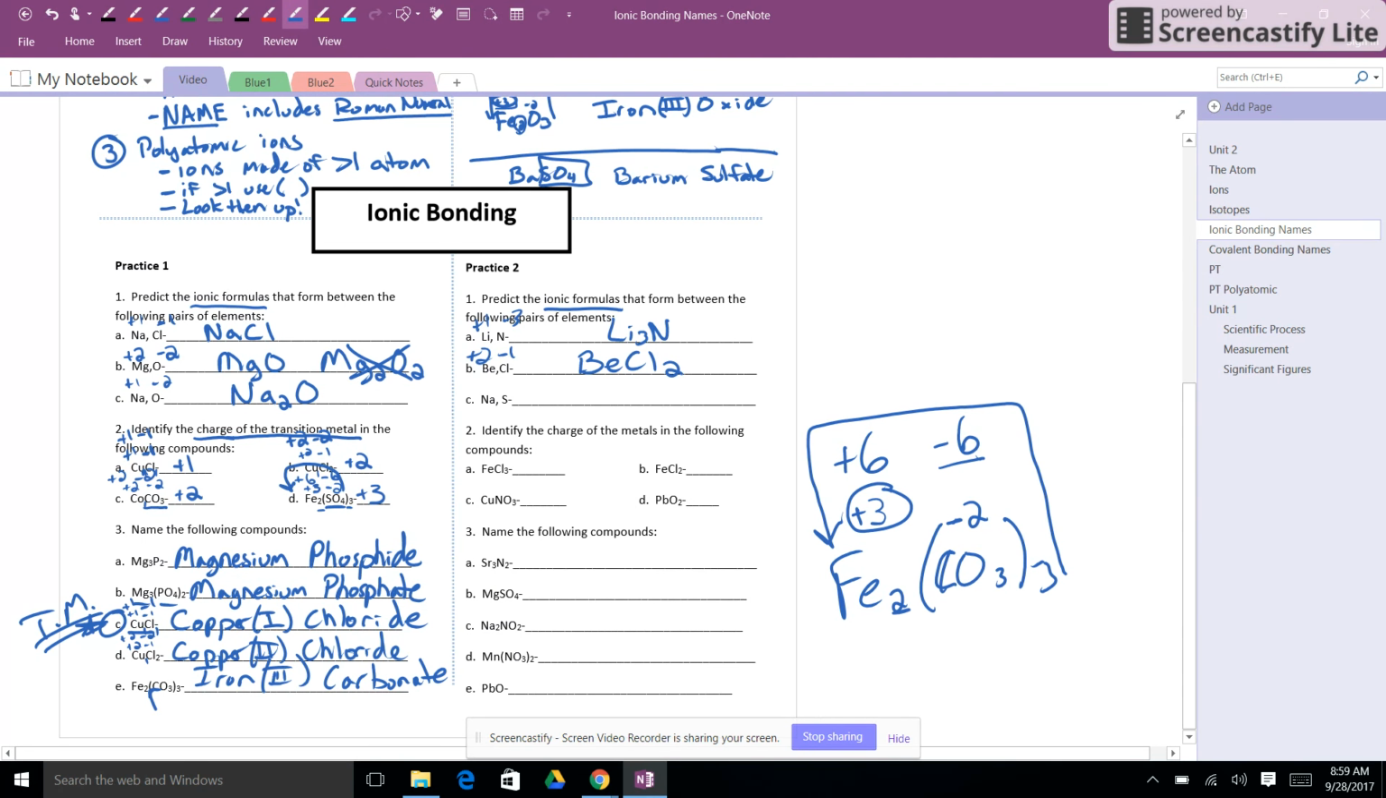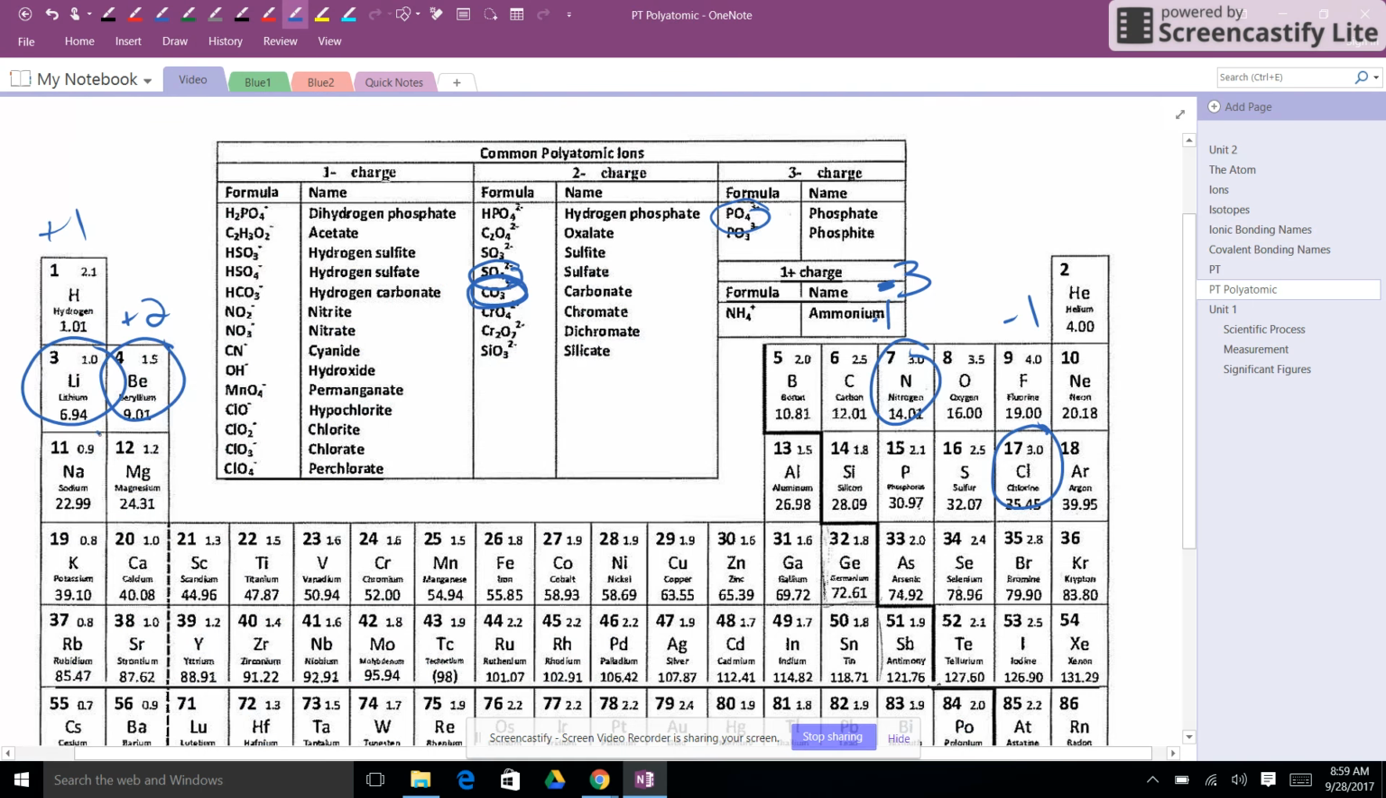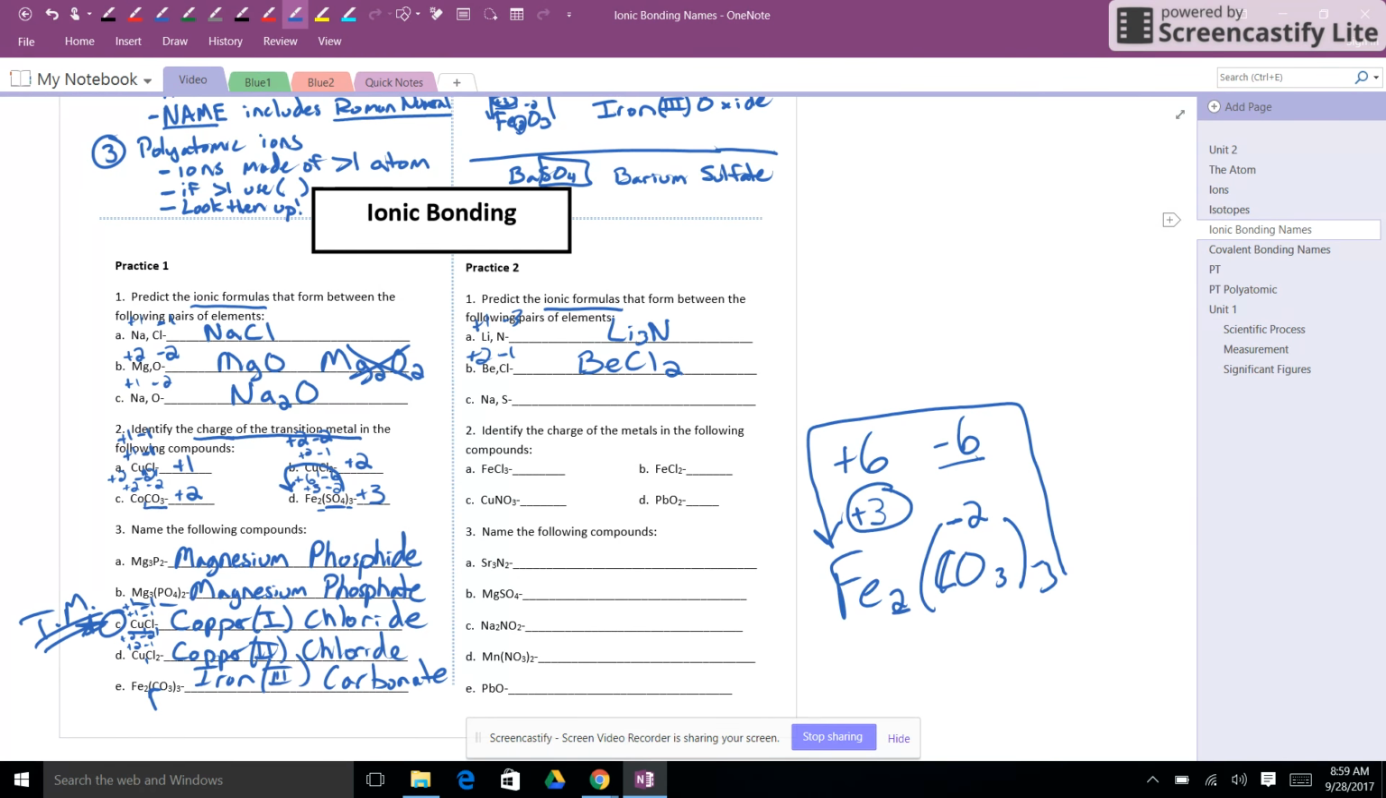Okay, what about sodium with sulfur? Sodium is in the +1 alkaline metals. They like to lose 1 electron. And then sulfur was over here in group 6A, and they like to gain 2 electrons, so -2. So we have a +1 for sodium, a -2 for sulfur. The way to balance out these charges would be to have 2 sodiums.